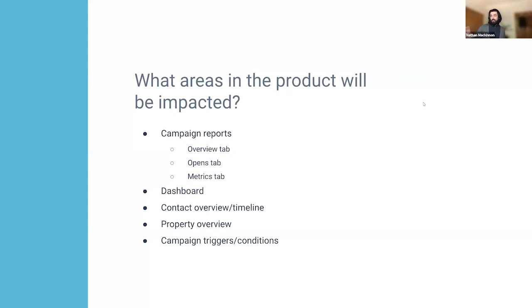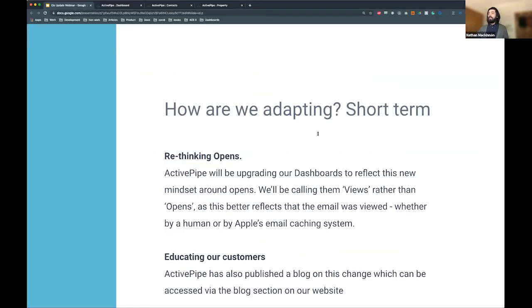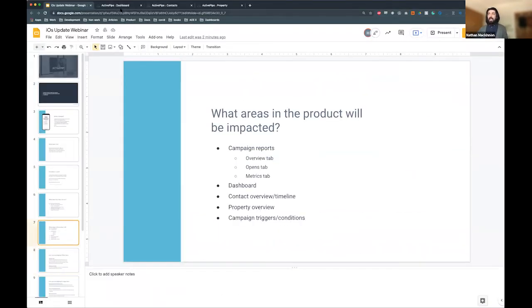So in terms of ActivePipe, what's actually impacted here? There's a few places around our app where you'll notice some changes. Obviously anything reporting heavy, you'll see these changes more. So the campaign reports, there's a few sections in there where you'll see inflated open rates. Also dashboards, contact timelines, property overviews, and some of the campaign actions. I actually just want to jump out really quick and point out some of these places in the app itself, just so we're all across the changes.